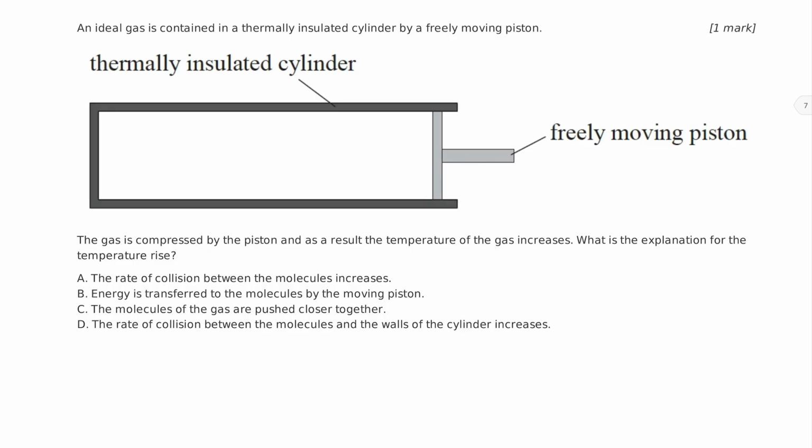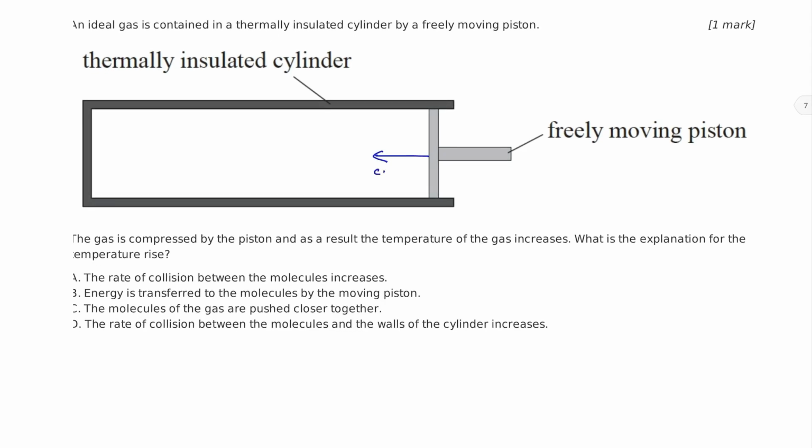An ideal gas is contained in a thermally insulated cylinder by a freely moving piston. So this piston is going to move that way to compress the gas. The gas is compressed by the piston, and as a result, the temperature of the gas increases. What is the explanation for the temperature rise? The rate of collision between the molecules increases. Well, actually, we know that the collisions between the molecules themselves is irrelevant. Energy is transferred to the molecules by the moving piston. Yep, it is that, but let's just check the other ones.